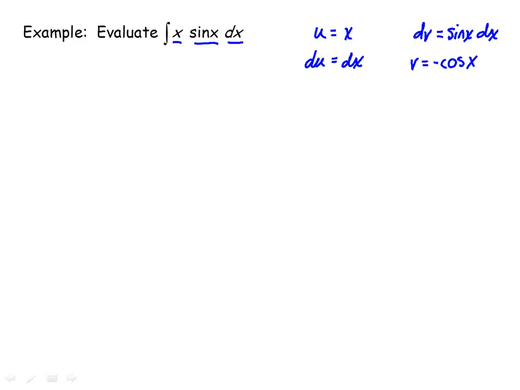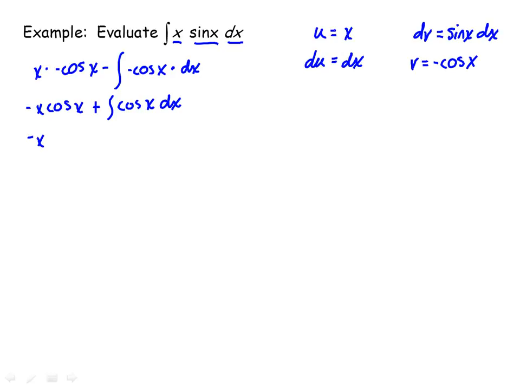So, u times v. So we're going to have x times negative cosine, and I'm going to clean that up, negative cosine, minus the integral of v, and I'm going to clean that up too, times du, which is dx. So let's clean it up. So we'll have negative x cosine x plus the integral of cosine x dx. So we'll have negative x cosine x plus the integral of cosine x we said was what?